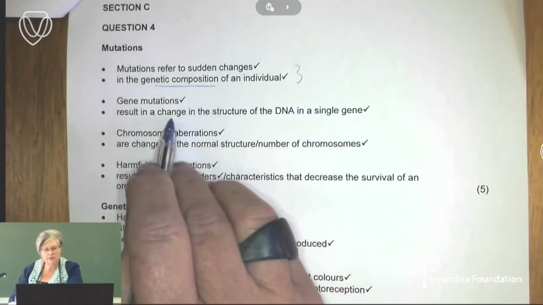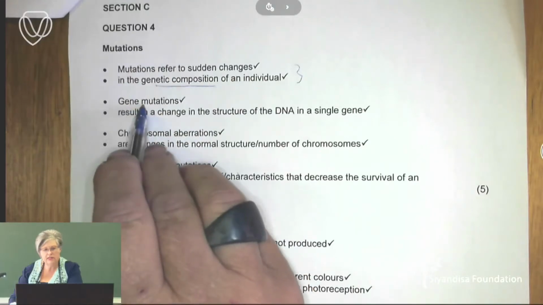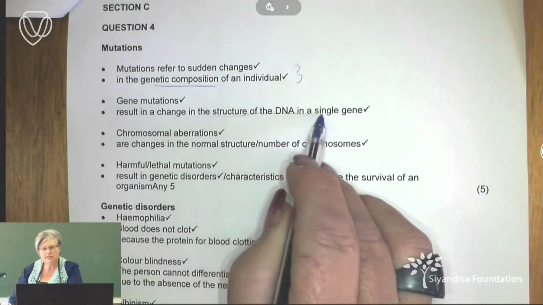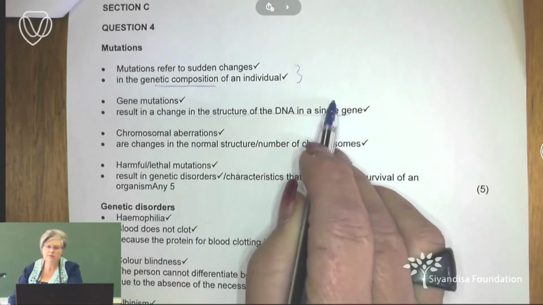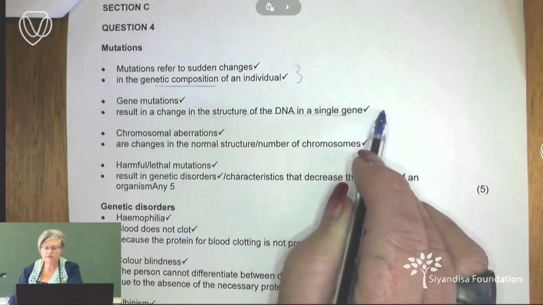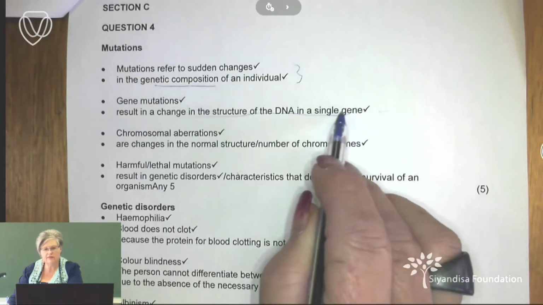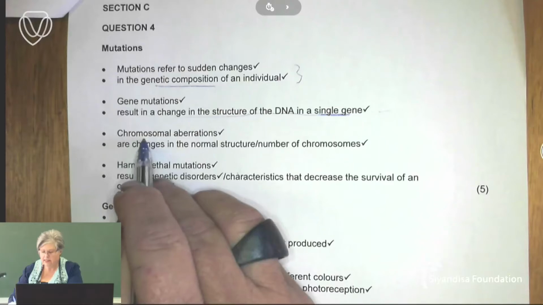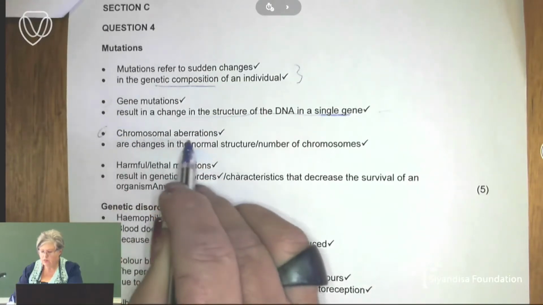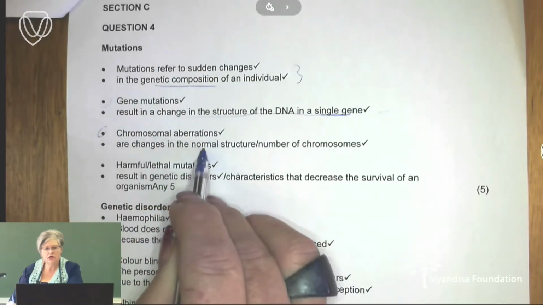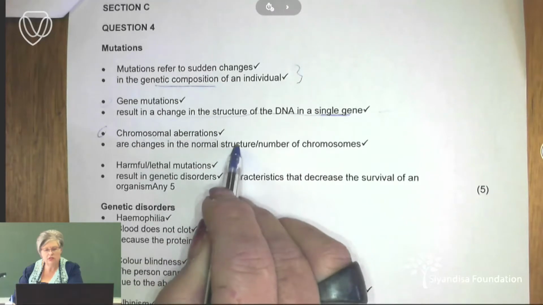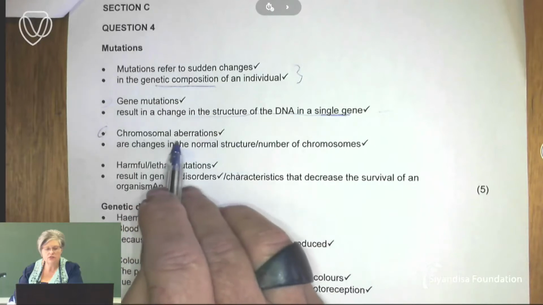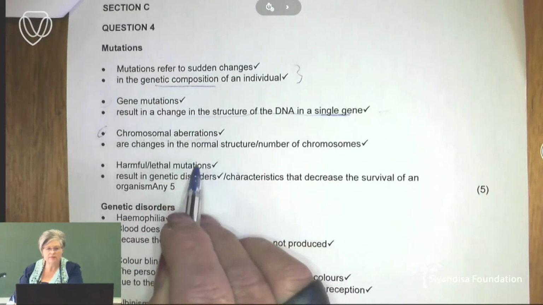What are the two types of mutations? We get a gene mutation, where the structure of a single gene changes. That can be because the sequence changes, but it's the DNA in a single gene that changes. And the second one is chromosomal aberrations, where the chromosome or the number of chromosomes changes. So when the number of chromosomes changes, like in Down syndrome, it's called a chromosomal aberration.